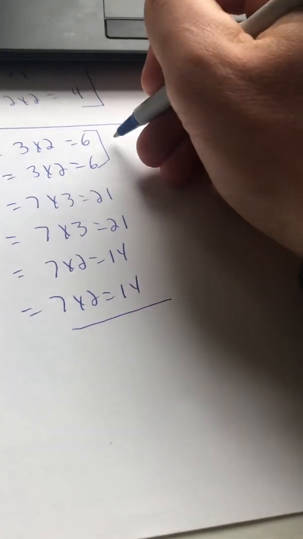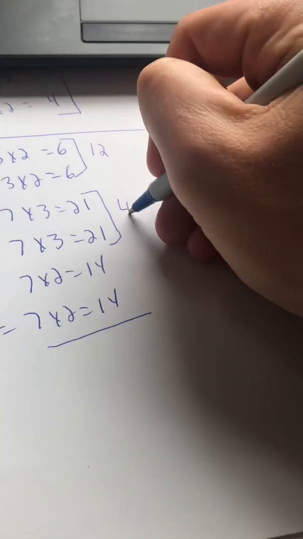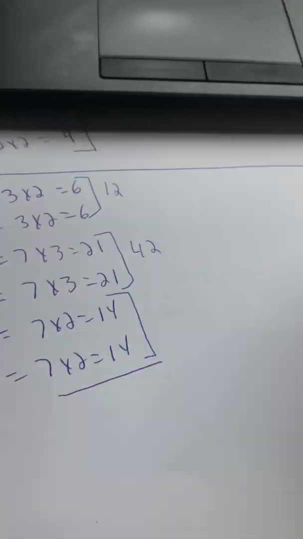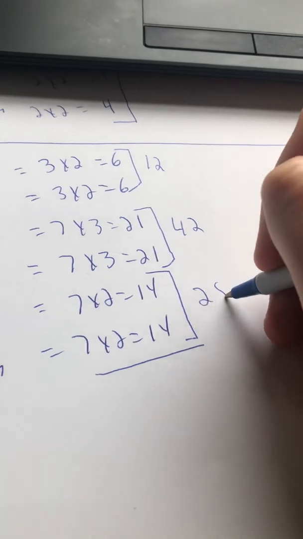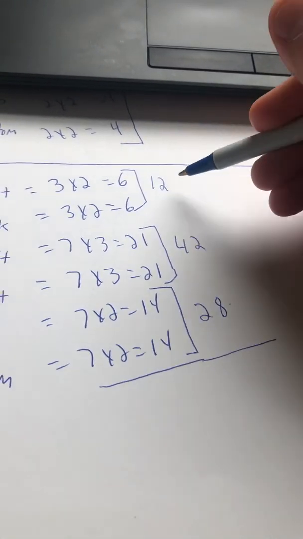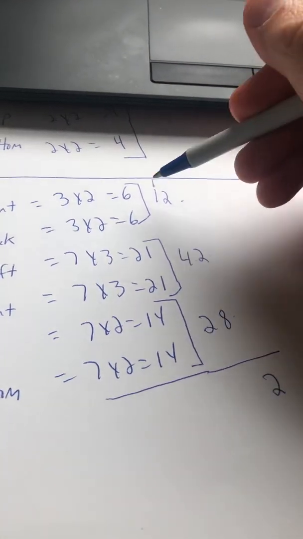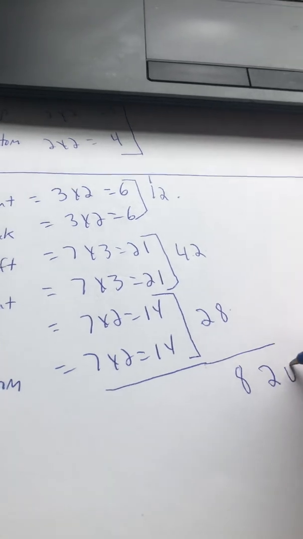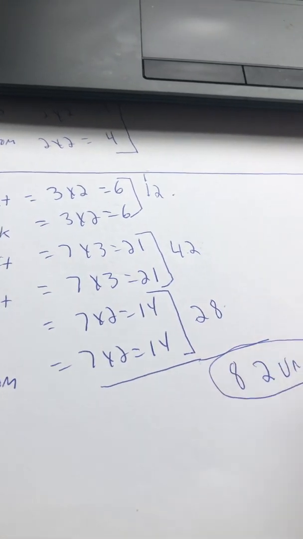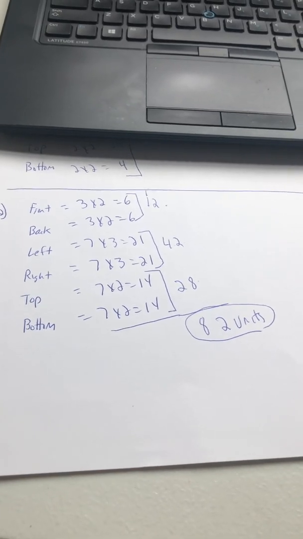So 6 plus 6, we have 12. 21 plus 21 is 42. 14 plus 14, this is 28. So now I'm just going to add these up. 8, 9, 10, 11, 12. 4, 5, 6, 7, 8. So the surface area of this 3D shape is 82 units.